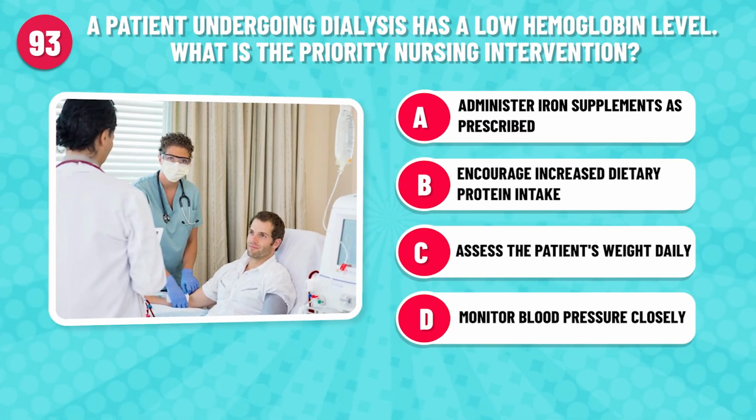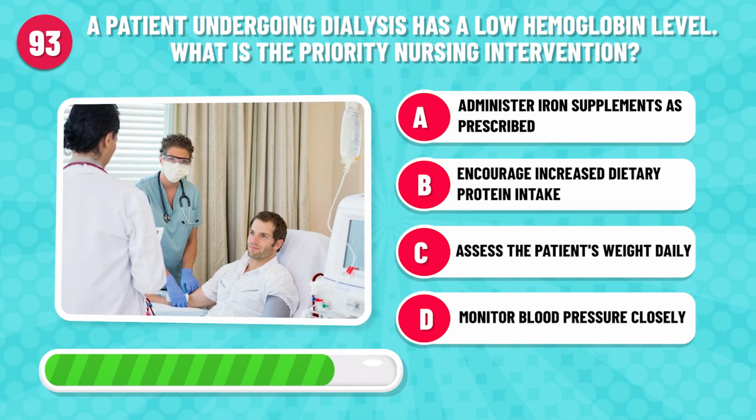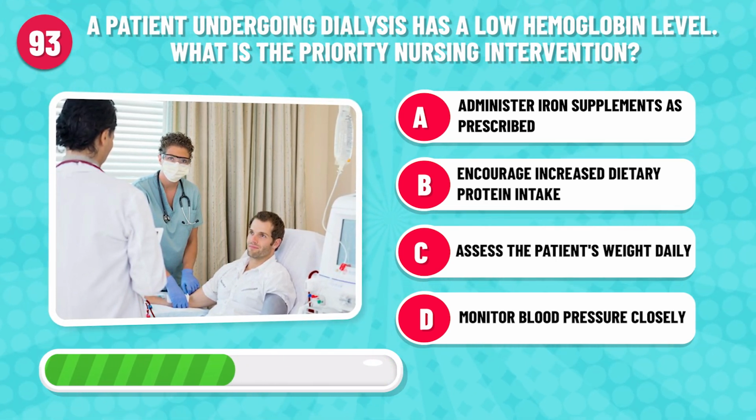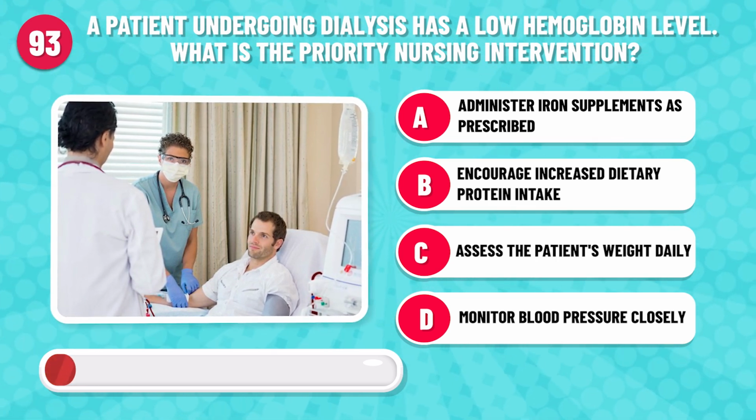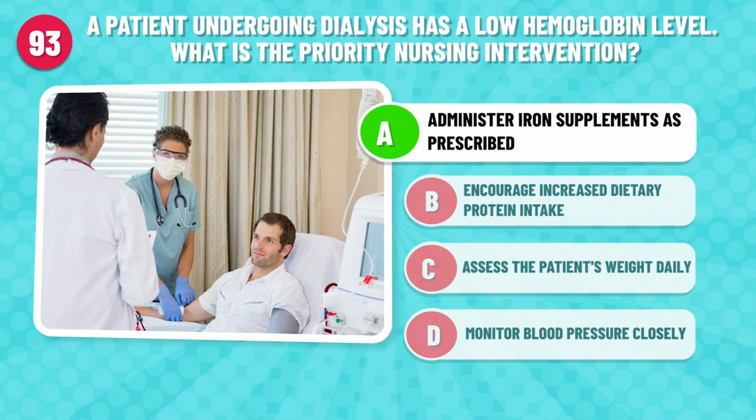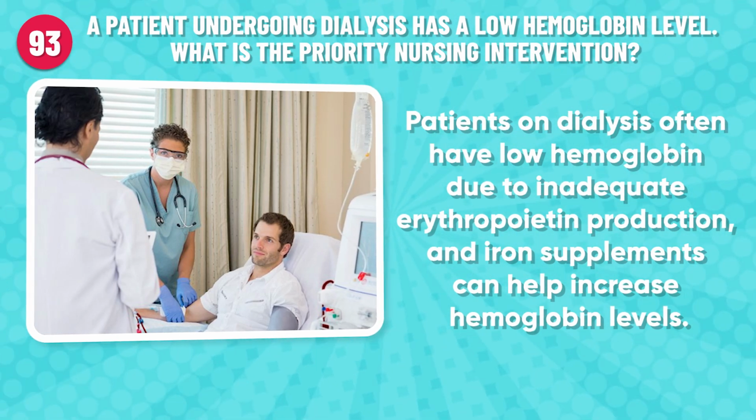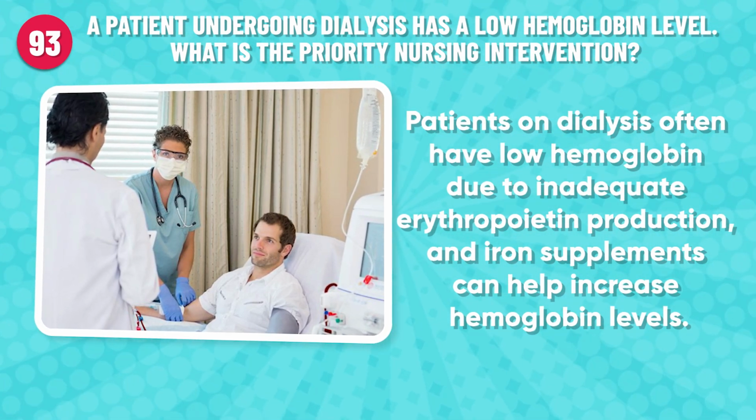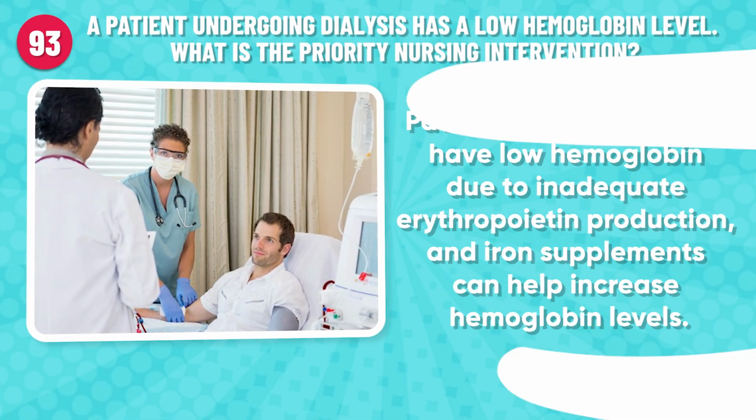A patient undergoing dialysis has a low hemoglobin level. What is the priority nursing intervention? It's A. Administer iron supplements as prescribed. Patients on dialysis often have low hemoglobin due to inadequate erythropoietin production, and iron supplements can help increase hemoglobin levels.